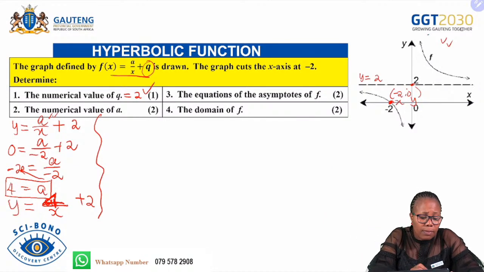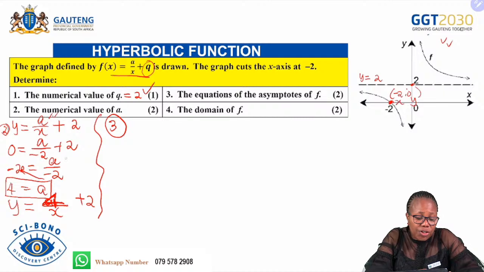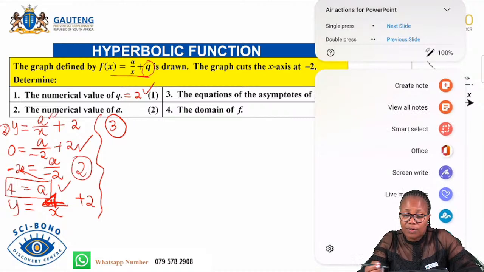Okay. Moving now to number 3. So the mark allocation here, it will be for substituting the value of q, x, and y, and then for finalizing that a is equal to 4. So number 2 with 2 marks, grade 12s.